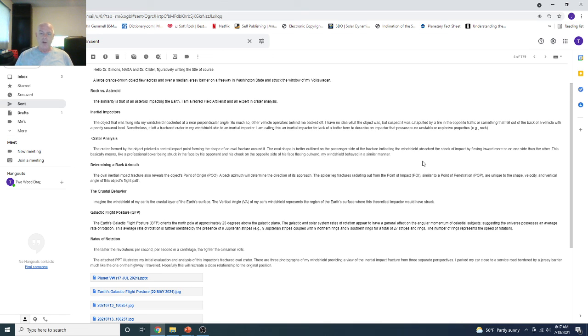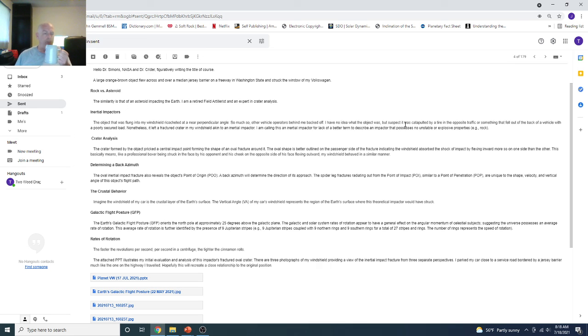The spider leg fractures radiating out from the point of impact, the POI, similar to a point of penetration, or POP, are unique to the shape, velocity, and vertical angle of this object's flight path. The crustal behavior. Imagine the windshield of my car is the crustal layer of Earth's surface. The vertical angle, VA, of my car's windshield represents the region of the Earth's surface where this theoretical impactor would have struck.